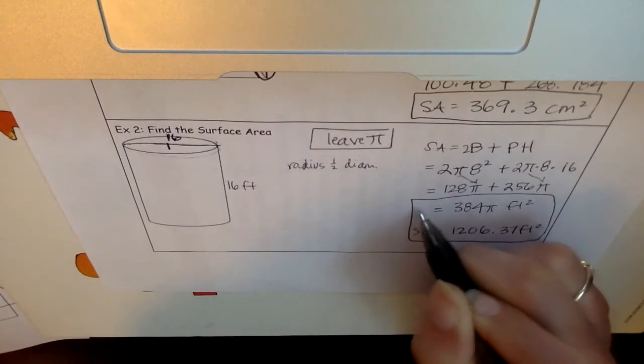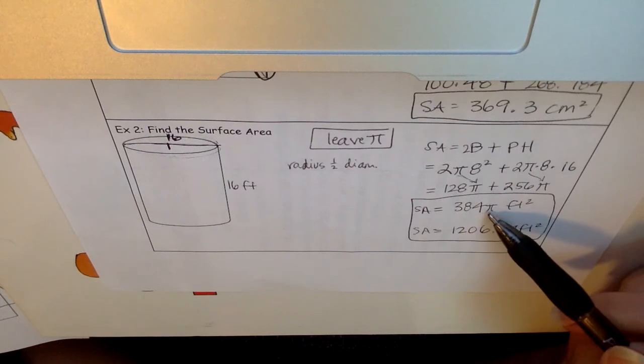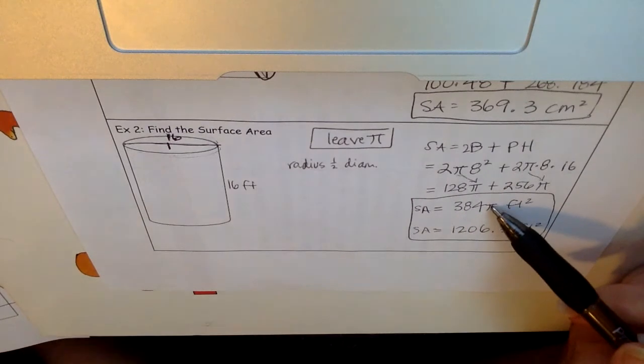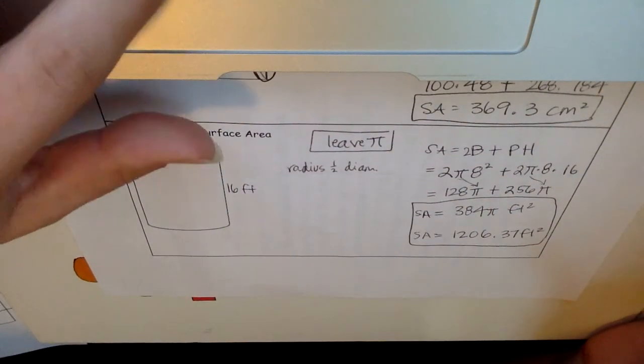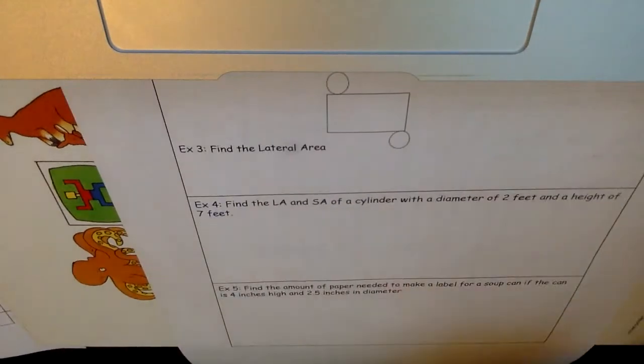But sometimes you'll just want to leave it in terms of pi, and whenever it says what is it in terms of pi, that means you're going to have the pi symbol in your answer, and that's what it's going to look like. All right, let's turn it over in the back and see these examples on the back.